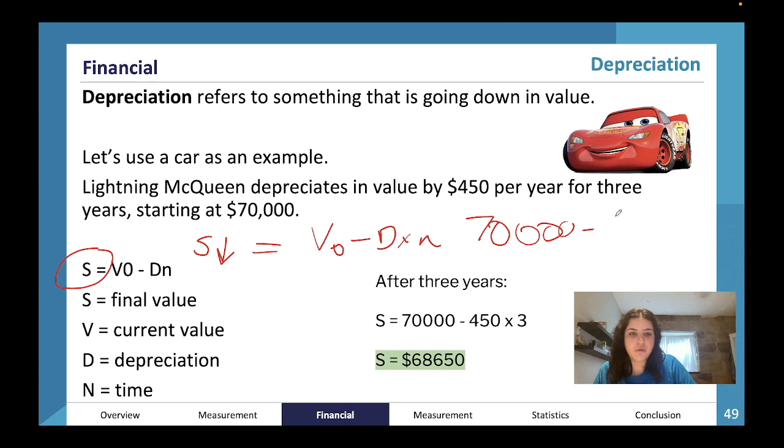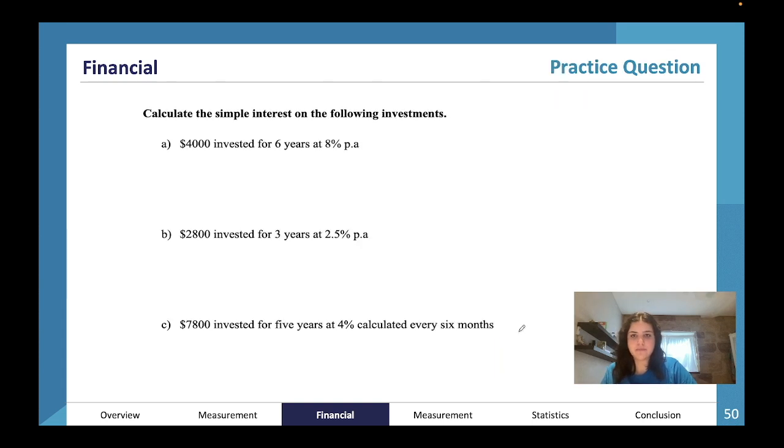Minus depreciation of $450 per year for 3 years. His salvage value, he's going to be worth $68,650 at the end of the 3 years. All right, we're going to do a couple practice questions now.